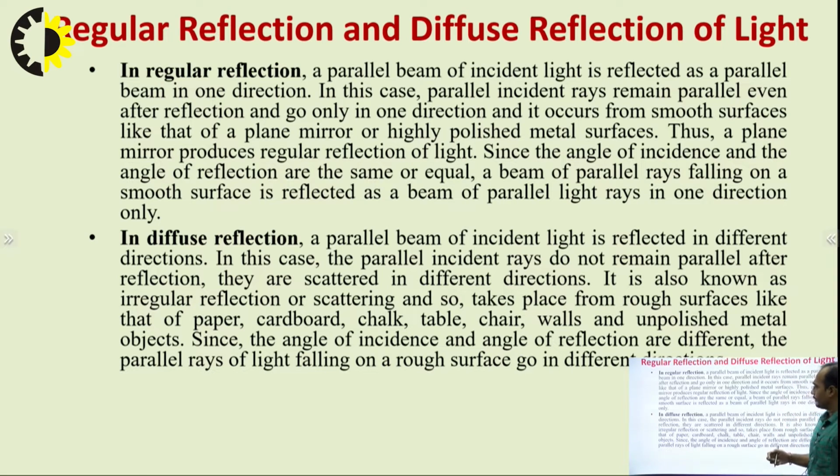In diffuse reflection, a parallel beam of incident light is reflected in different directions. The parallel incident rays do not remain parallel after reflection. They are scattered in different directions, and it is also known as irregular reflection. Examples are paper, cardboard, chalk, table, chair, walls and unpolished metal objects. Since the angles of incidence and reflection differ, parallel rays falling on a rough surface go in different directions.